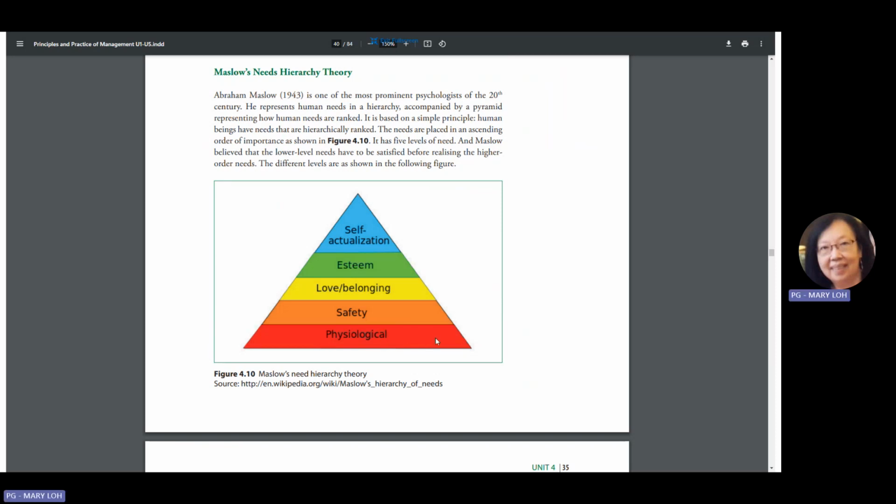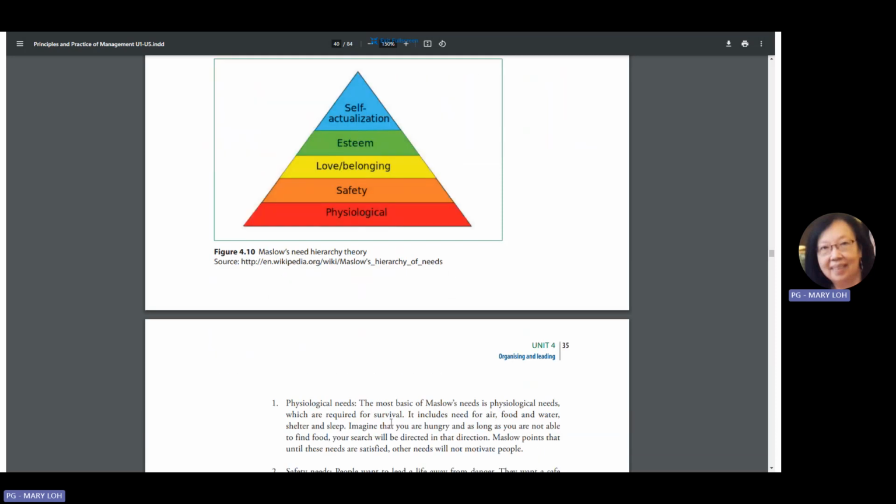So Maslow says that as human beings, we need to satisfy different levels of needs. The first level we will need to satisfy will be physiological needs. Now, what do you mean by physiological needs? Physiological needs are the things you need in order to survive, to go on from day to day. In order to live, you will need food, water, shelter, all these things, isn't it?